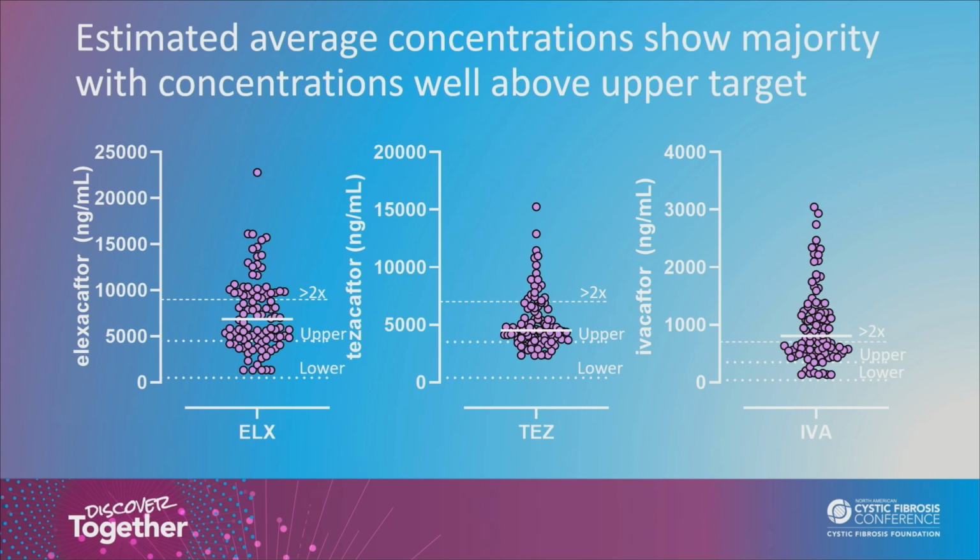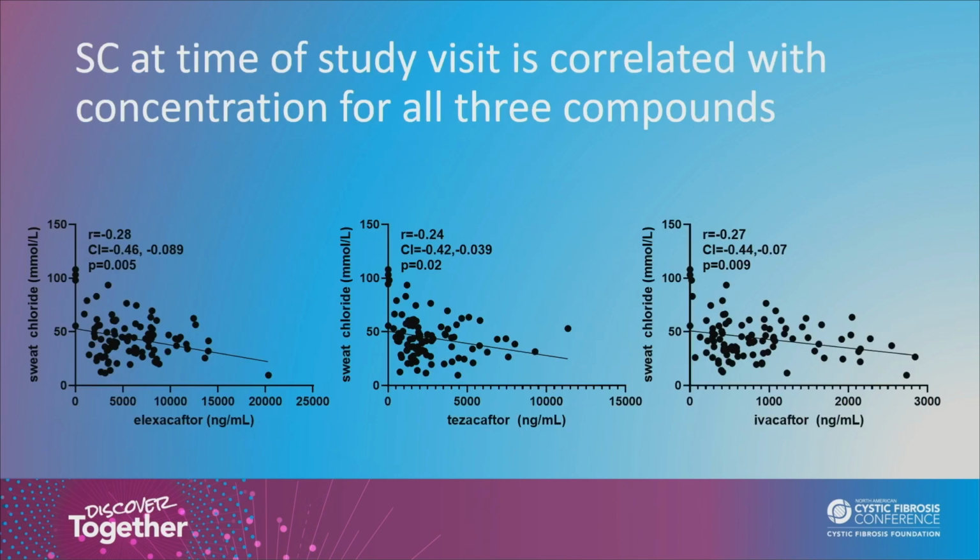So, is that useful to do? The next thing is to think about the clinical implications of these findings and whether this affects our clinical outcomes. And of course, this is the CHECK-SC study, so it's based on sweat chloride, and that's what I have to show you today. We look at the sweat chloride, which is essentially the steady state sweat chloride level at the time of the visit. And it is correlated with the concentration for all 3 compounds, as you can see.